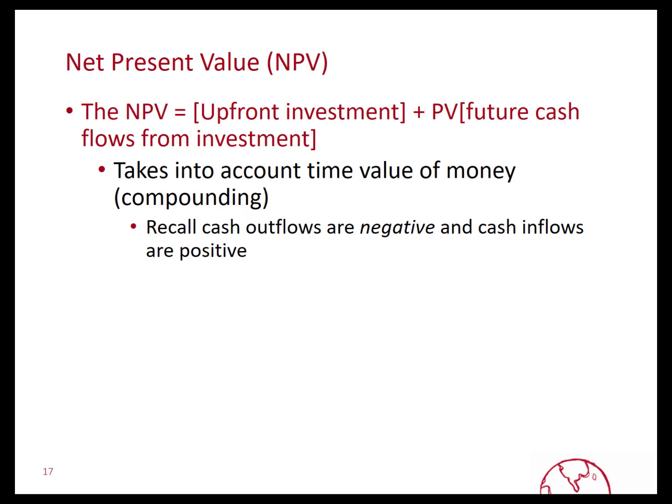Well, NPV is where you take the upfront investment in today's dollars and you add it to the present value of all the future cash flows that will come in years 1 and beyond. Notice that we're taking the present value of cash flows, so we're accounting for time value of money or compounding. When looking at this calculation, we need to recall that a cash outflow is a negative number and a cash inflow is a positive number.